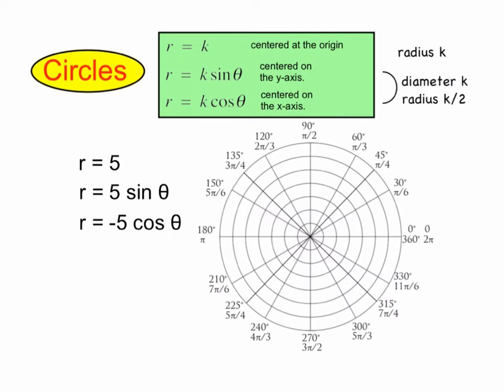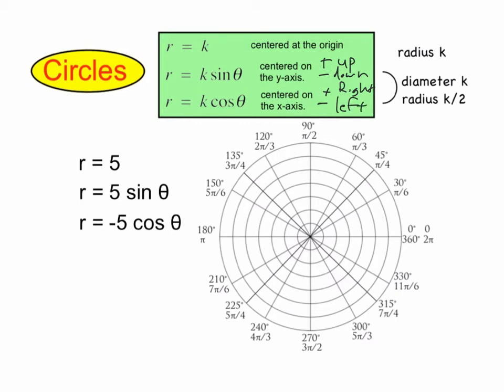First of all, if it's k sine theta, it's centered on the y-axis, which means the y-axis cutting right through the middle. If you have a plus version, it opens up. If you have a negative version, it opens down. For k cosine theta, on the other hand, it's centered on the x-axis, and plus means the circle's on the right side of that center point, and negative would mean to the left.